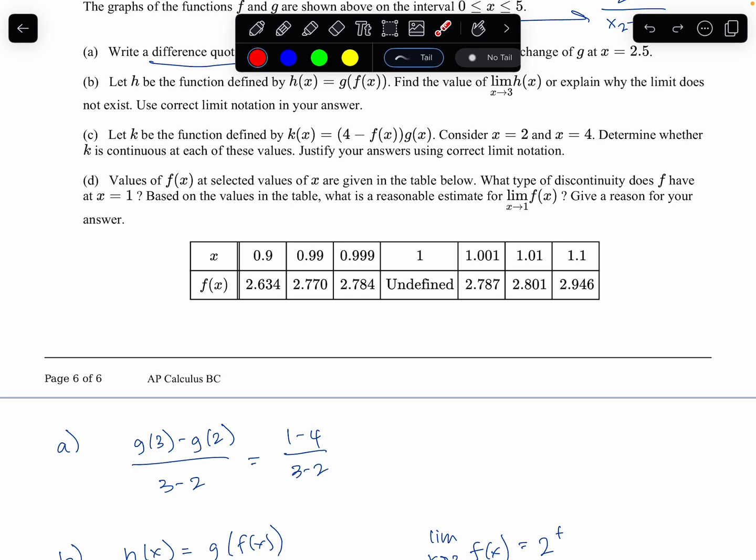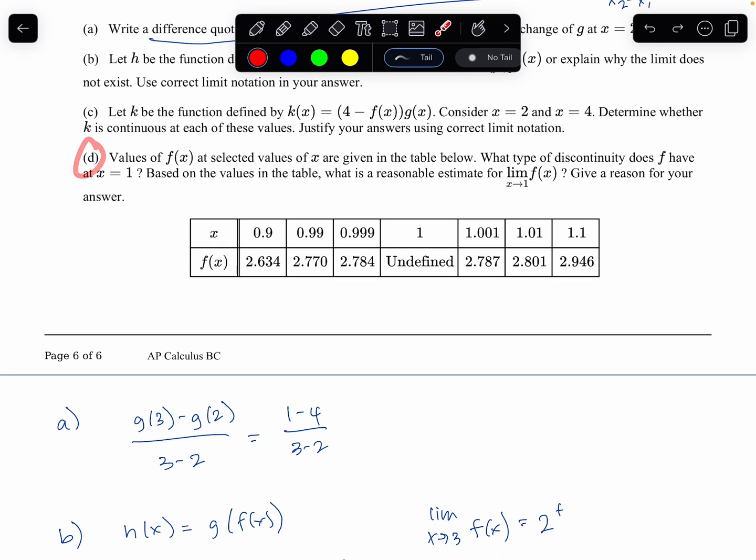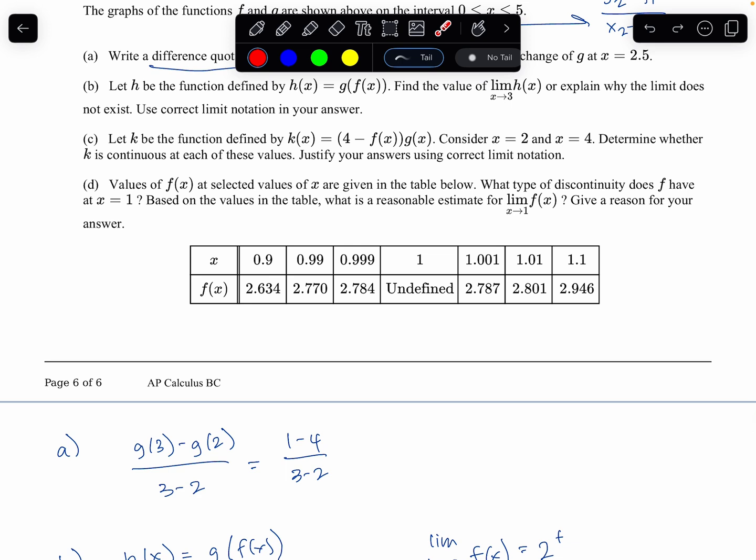All right, let's go to D. Values of f of x at select values of x are given in the table below. What type of discontinuity does f have at x equals 1? I don't understand why we'd really need a table for it. Based on the values in the table, what is a reasonable estimate for the limit as x approaches 1 of f of x? Give a reason for your answer.